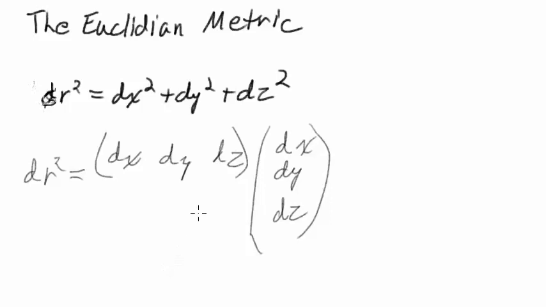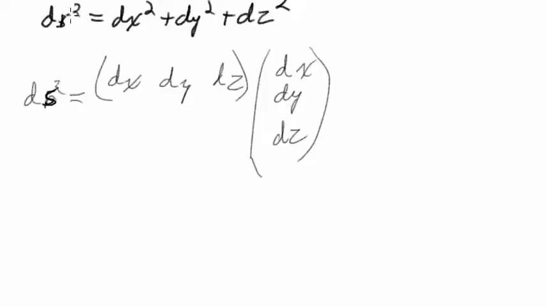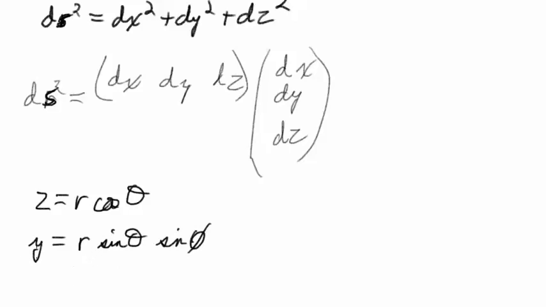Let's change this though to an S, because I want to use R in another format. Basically I want to first express z equals r cosine theta, y equals r sine theta sine phi, and x equals r sine theta cosine phi.